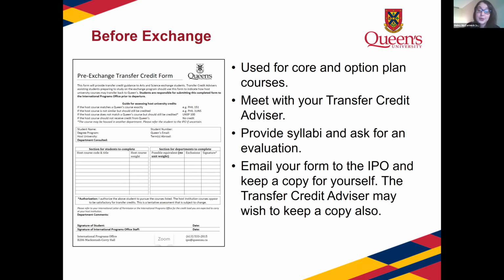In order to have that conversation, you need to provide your transfer credit advisor with syllabi, fill in this form, and ask them for an evaluation. They'll provide that back to you, and then you'll have a clear understanding of what will happen if you complete that course and how that's helping you with your degree plan progression. So hopefully that's pretty helpful, and hopefully that answers some of the questions and addresses some of the concerns you might have at this pre-departure stage.